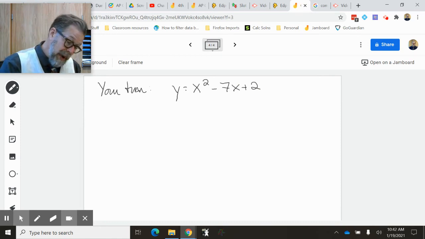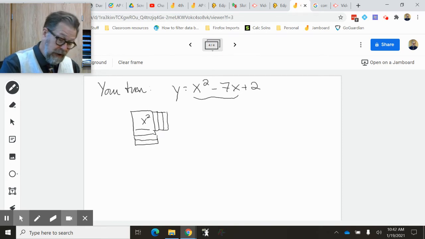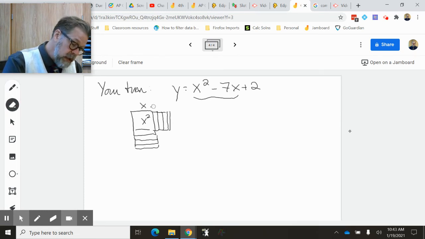All right, welcome back. What have we got here? Well, we've got our x squared. And because I'm splitting my 7 squares, I put 3 on each side, and I had 1 left over, so I put a half of that 1 on each side, giving me x minus 3.5. Hopefully you caught that when you were doing this problem.